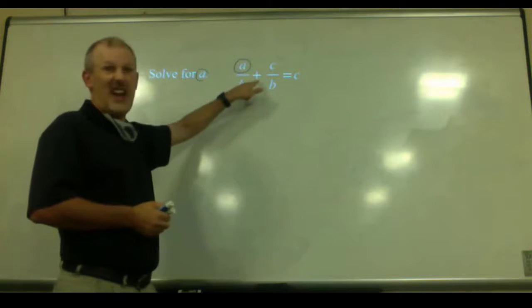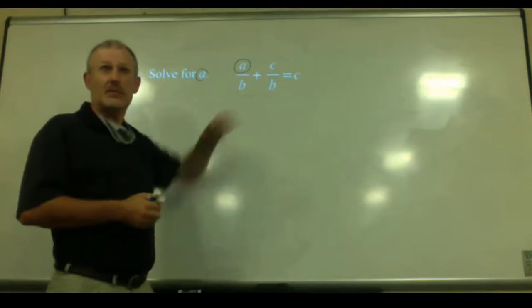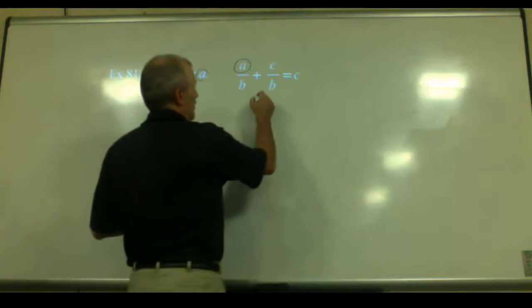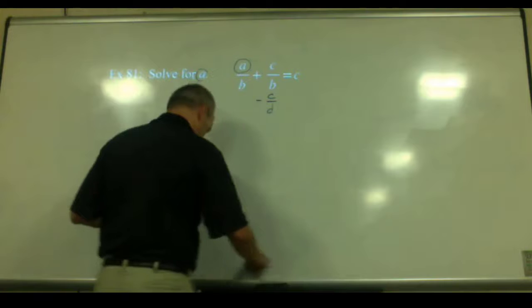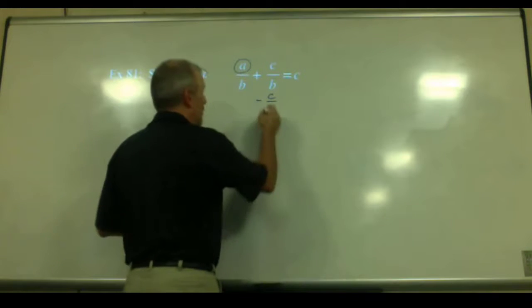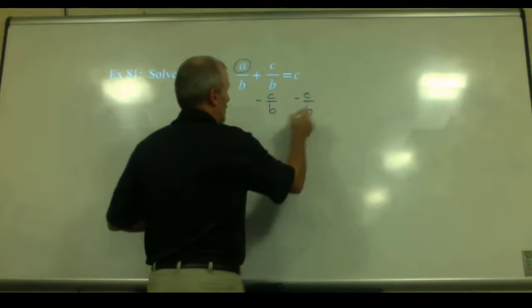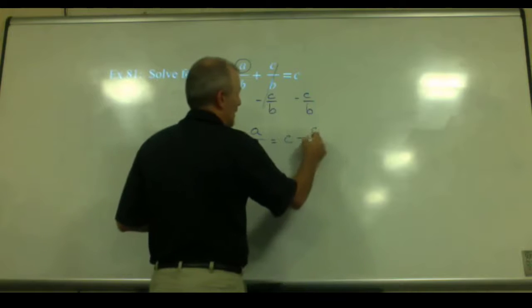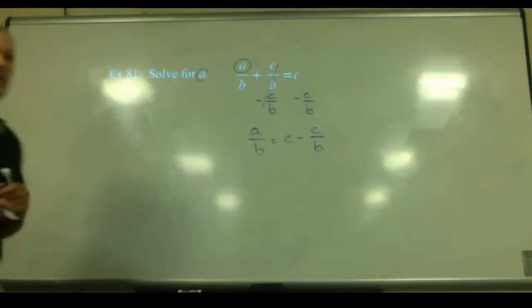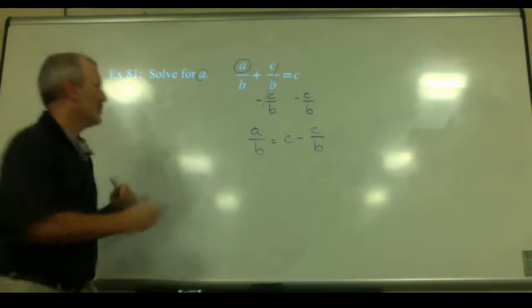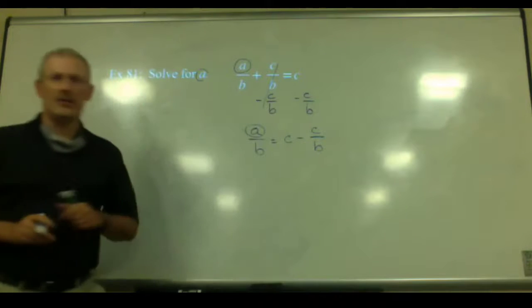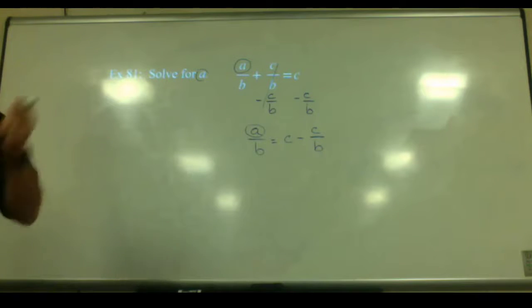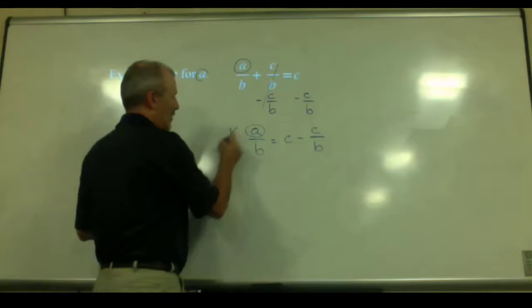Subtract. Yeah, they're adding, so we're going to subtract, right? So subtract C over B. Whoops, that's a D. No D in the problem. So this will cancel. We've got A over B equals C minus C over B. What else do we need to do? Because we're trying to get the A by itself. Multiply. Yeah, they're dividing, right? A divided by B. So we need to multiply by B. That will cancel this.